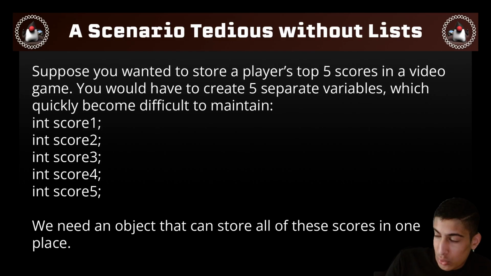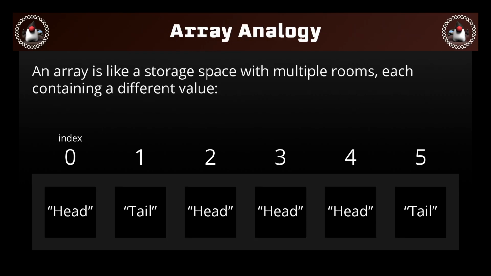So to more efficiently store everything in one place, we need an object that represents a collection that we can put all the scores inside of. So now let's start learning about the first collection we'll go over in this video, which is a standard array.